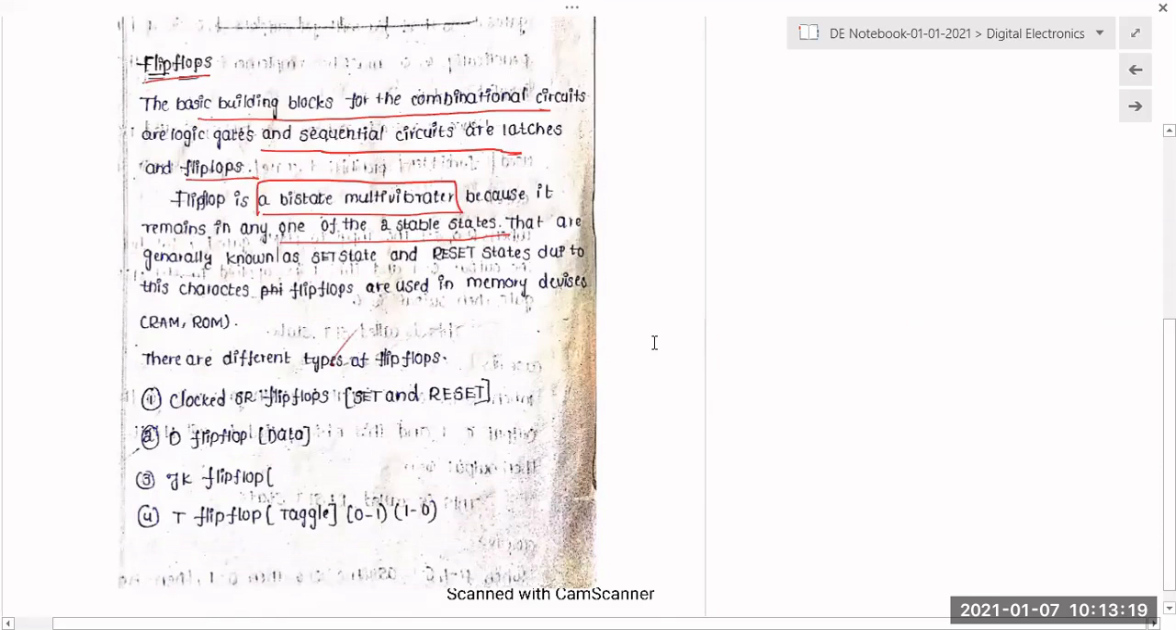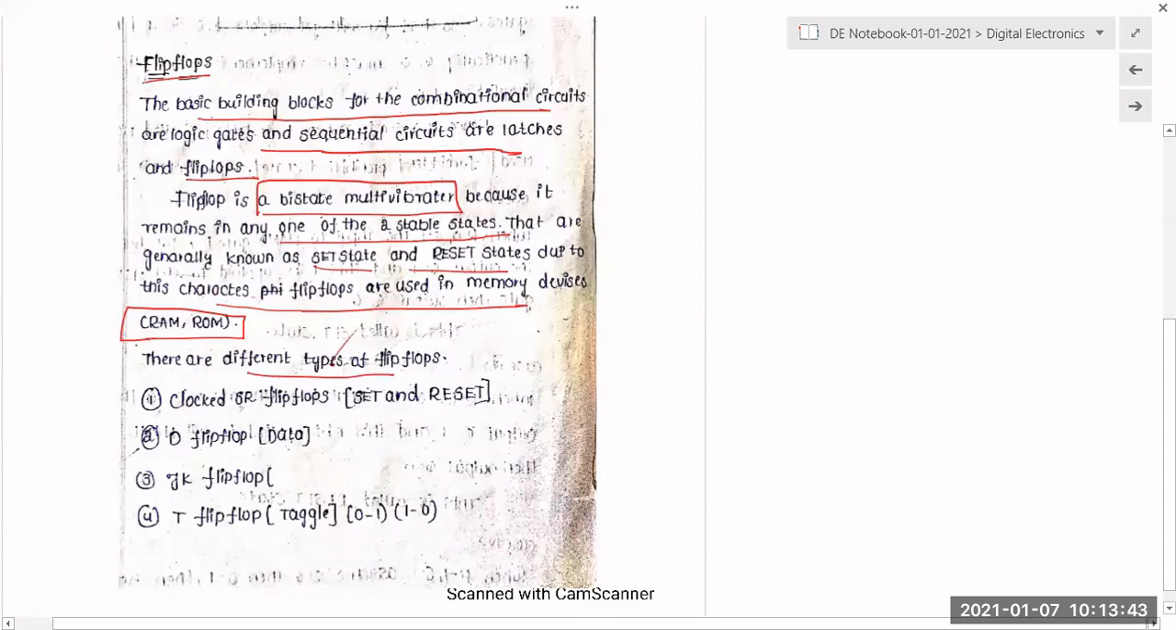Set and reset states. These are known as set state and reset state. Due to this change, flip flops are used in many devices like random access memory and read-only memory. Many other devices also use them. You see the hardware device directly, but internally there are flip flop circuits inside it.